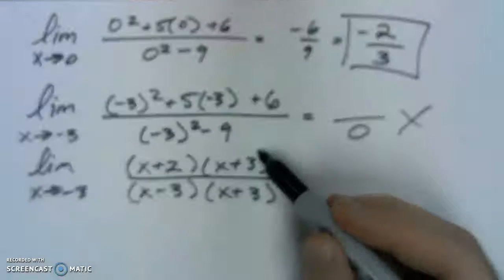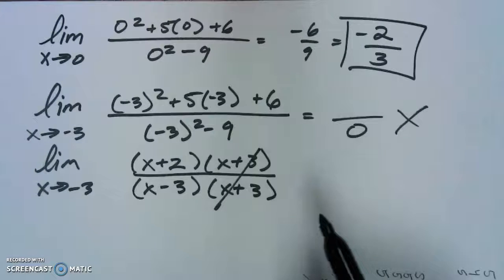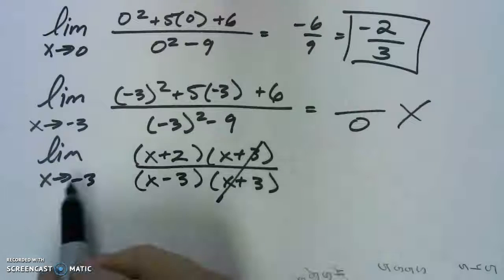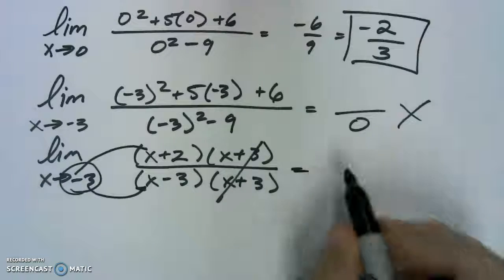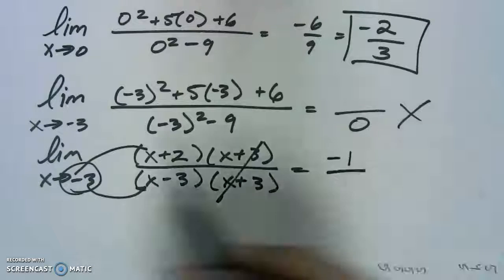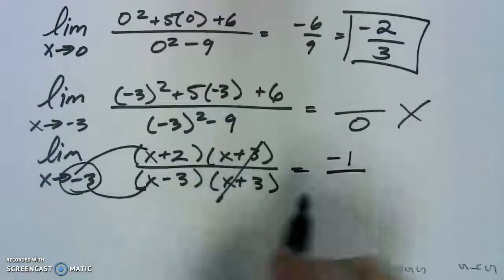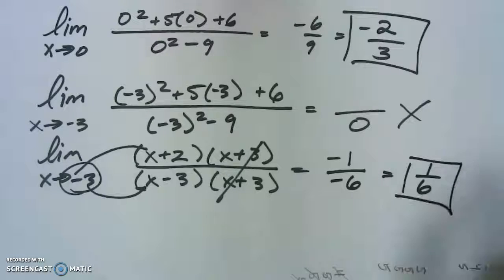And then what we see is the x plus 3 is in common, so that will cancel. And so this is what is left to evaluate our limit. We then just take negative 3 into the remaining factors. And we have negative 3 plus 2, so negative 1, over negative 3 minus 3, or negative 6. And so we have positive 1/6 is the limit.